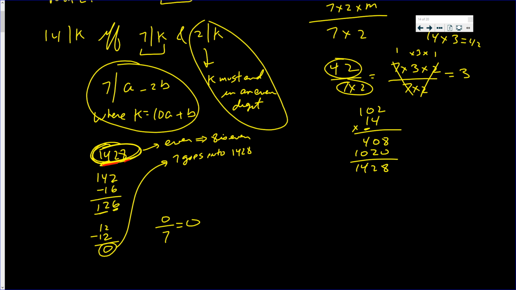This completes this video. Again, to show that a number is divisible by 14, just show that it's divisible by both 7 and 2. And we have rules to show if it's divisible by 7, and we have rules to show if it's divisible by 2. And again, 7 and 2 must have no common factors other than 1 for this to work.